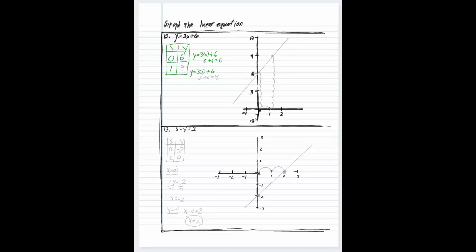We're ready to graph. (0, negative 2) is just 2 spots down, so 1, 2, right there. (2, 0) is 2 spots to the right. 1, 2. And then connect the dots. And that's our answer.